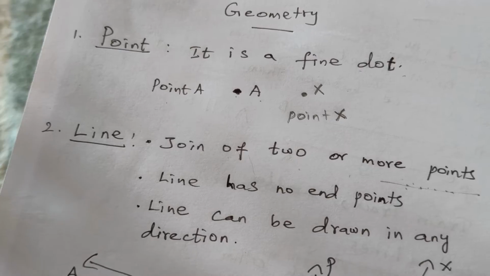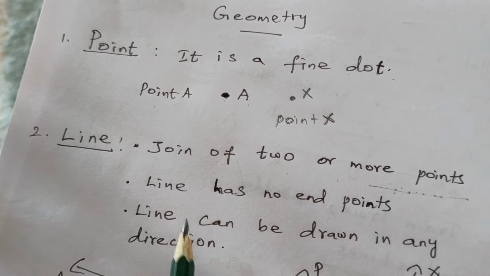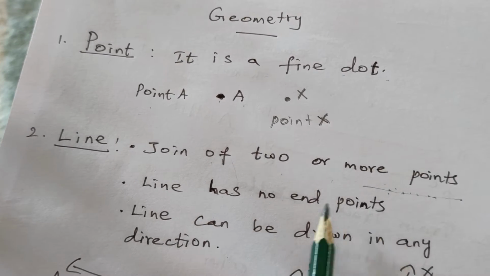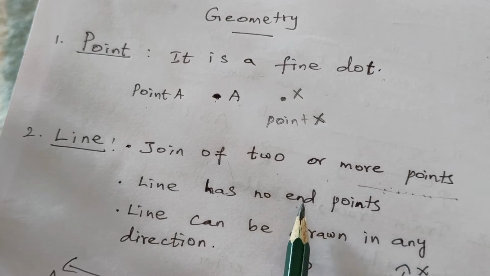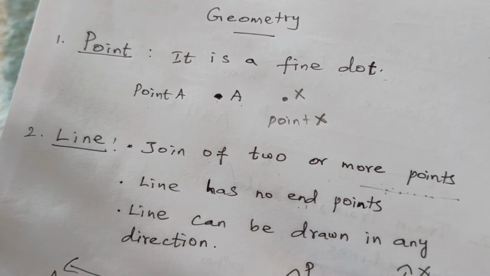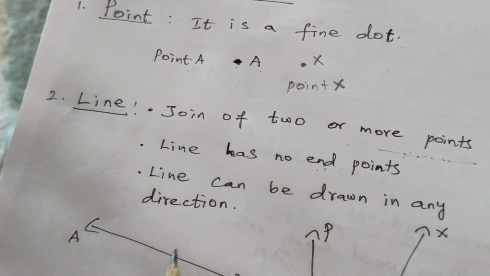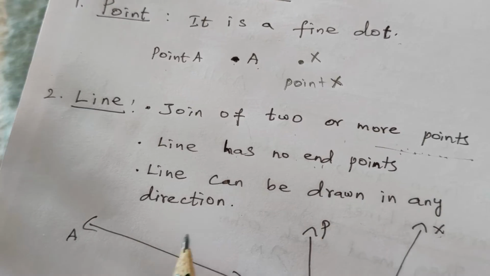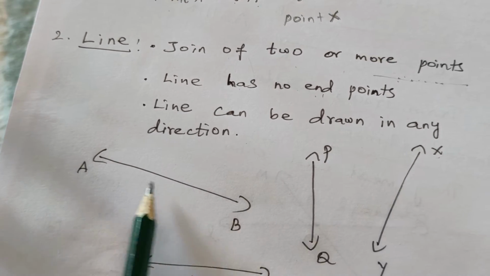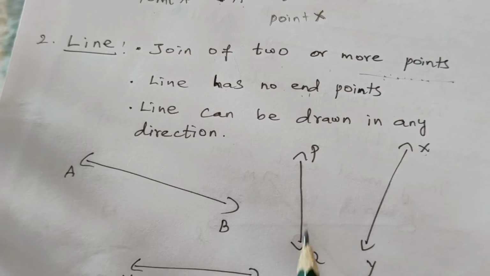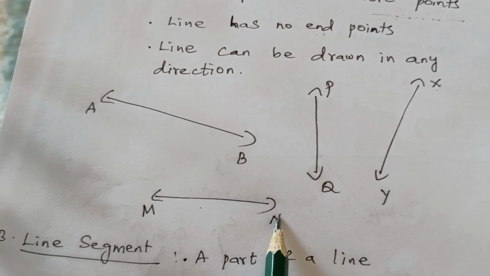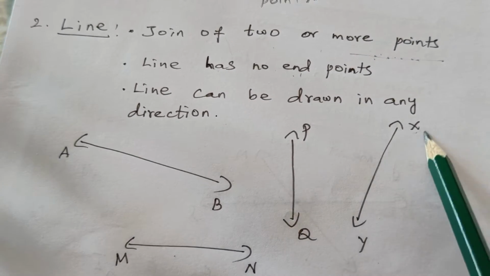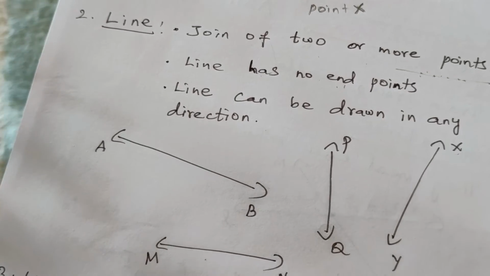And we have a few basic properties about the line. A line has no end points. That means it has no starting point, no ending point. It extends in both directions. A line can be drawn in any direction. We can draw a slanting line, a straight line which is a vertical line, this is the horizontal line, and slanting this way and slanting this way. It can be drawn in any direction.